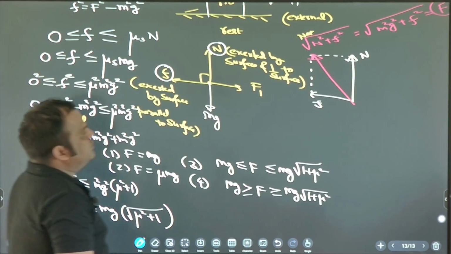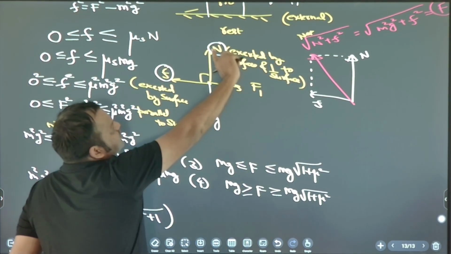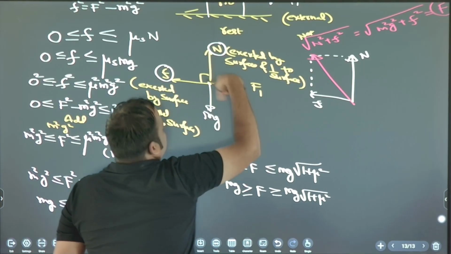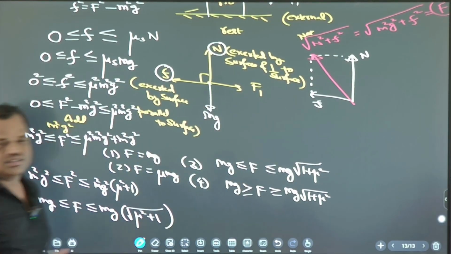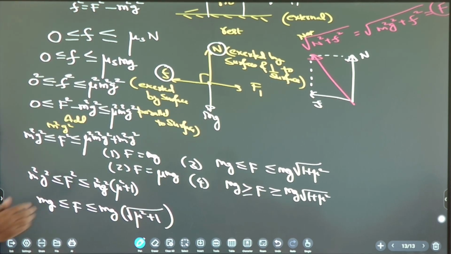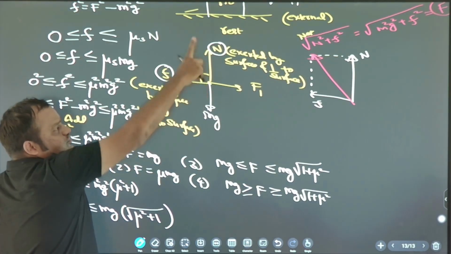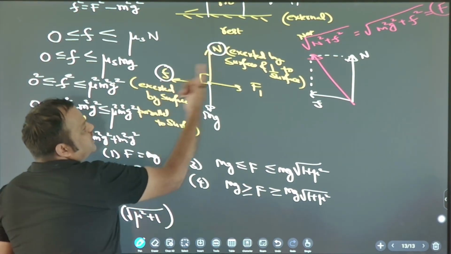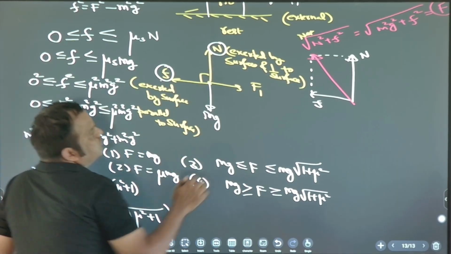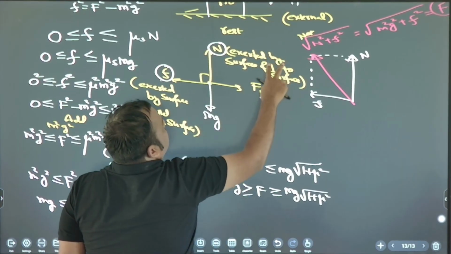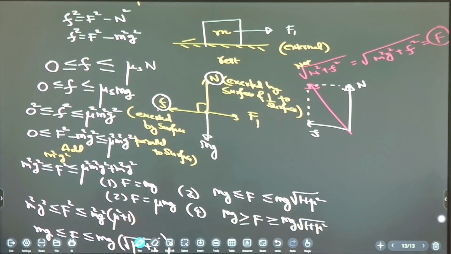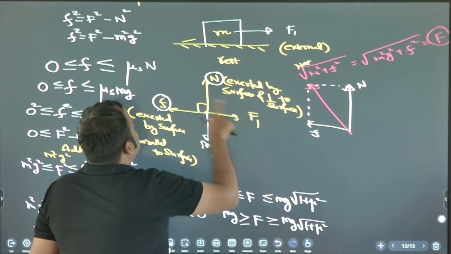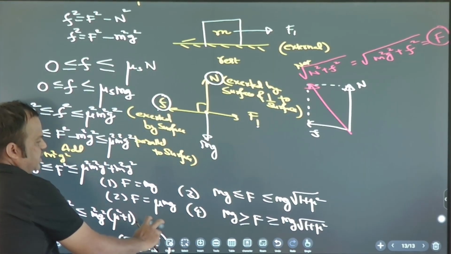It is a lengthy question. So first of all you have to understand that net force they are asking. Net force is square root of N square plus F square, correct? So normal force, what is the normal force here? mg. And how much is the friction force? F1. F1 is the external force. Yes. So this is F1. Okay, clear? So this is the answer.